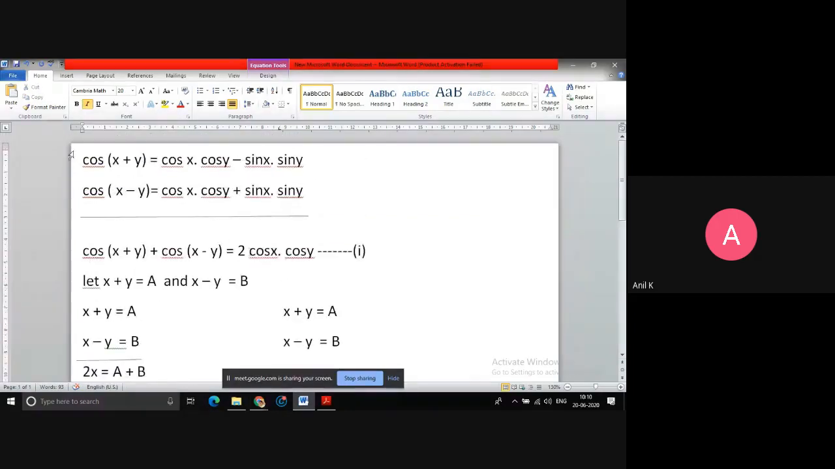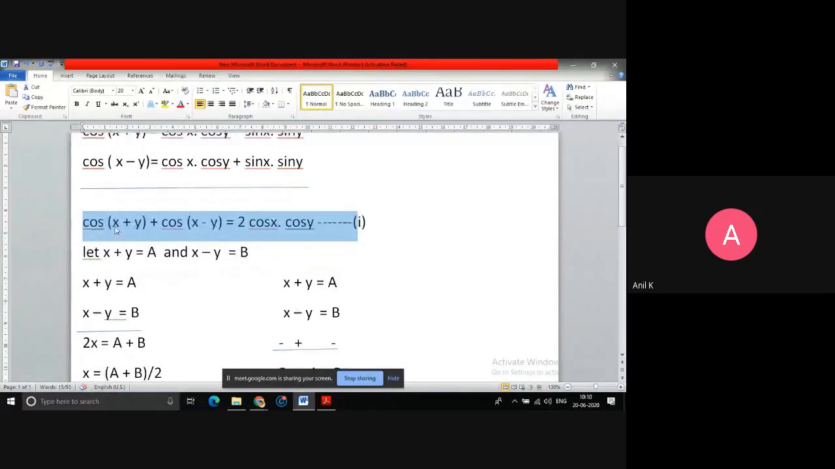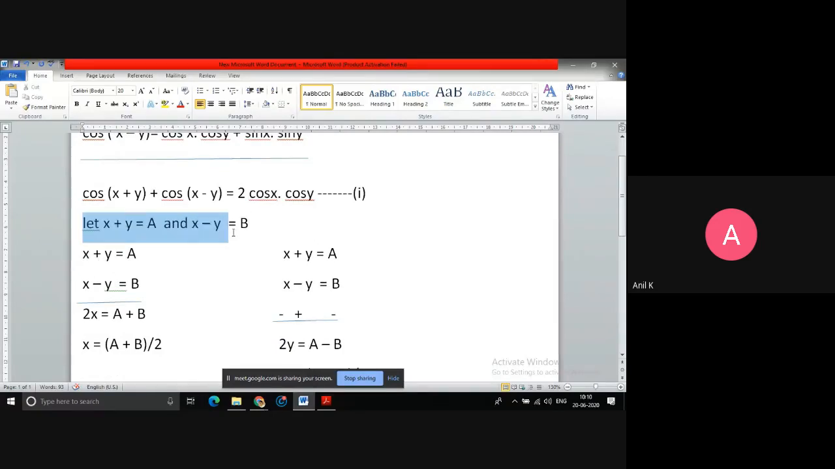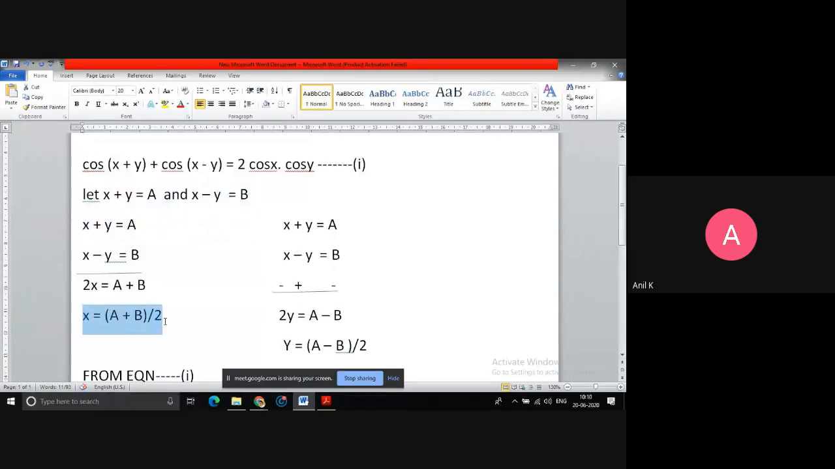First, what I have done, I have taken the cos(x plus y) formula, and then I have taken the cos(x minus y) formula. I have added them. So by adding them, I got LHS as this, and here minus sin x sin y plus sin x sin y. Both are going to get cancelled. So I get twice cos x cos y. So after reaching this equation number 1, I replace x plus y as a and x minus y as b. Then I added these two equations and I subtracted these two equations, so that I got x value as (a plus b) by 2 and y value as (a minus b) by 2.